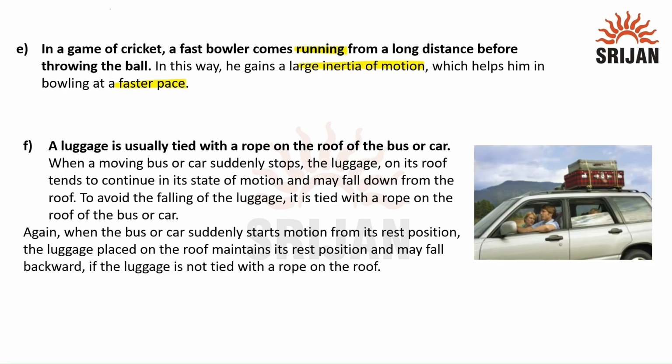The next example is, luggage is usually tied with a rope on the roof of the bus or the car. When a moving bus or car suddenly stops, the luggage on its roof tends to continue in its state of motion and may fall down from the roof. To avoid this falling of the luggage, it is tied with a rope on the roof of the bus or the car. And when the bus or the car suddenly starts motion from its rest position, the luggage placed on the roof maintains its rest position and may fall backward if the luggage is not tied with a rope on the roof.